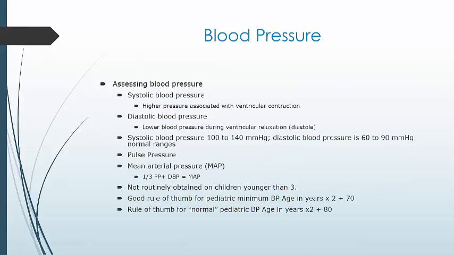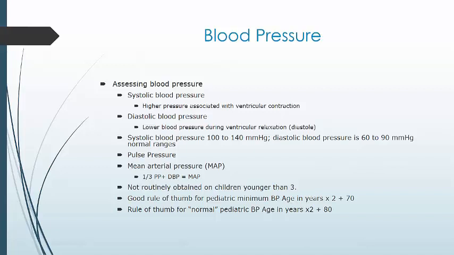Now, when we are measuring your blood pressure, you're going to get two numbers most of the time. The first number we typically talk about is your higher pressure, the systolic blood pressure. This is ventricular contraction. The lower number is ventricular relaxation, the diastolic blood pressure. Usually you will see this written as one number over another number, or one number slash another number, like 110 over 70.